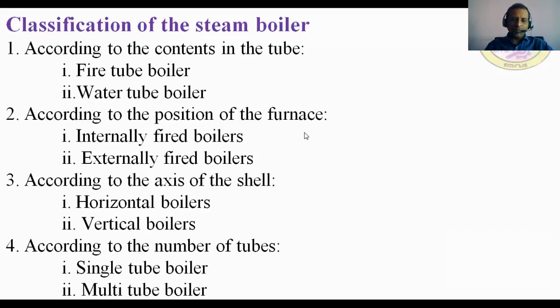Then according to the number of tubes, it is a single tube boiler or multi-tube boiler. It means a boiler ಒಳಗಡೆ ಒಂದೇ ಟ್ಯೂಬ್ ಇರುತ್ತೆ, ಅದು ಒಂದೇ ಟ್ಯೂಬ್ ಅಲ್ಲಿ ವಾಟರ್ ಇರುತ್ತೆ, or there are multiple tubes, ಆ multiple tubes ಅಲ್ಲಿನೂ ವಾಟರ್ ಇರುತ್ತೆ, right? So based on how the tubes are used in the boiler: if you are using only a single tube, it is a single tube boiler.